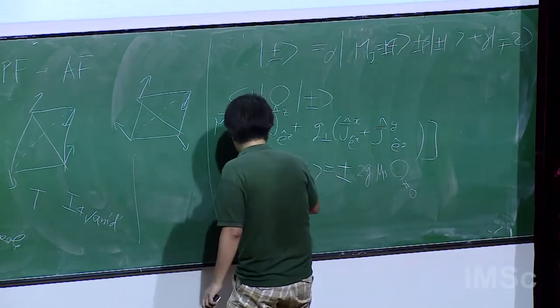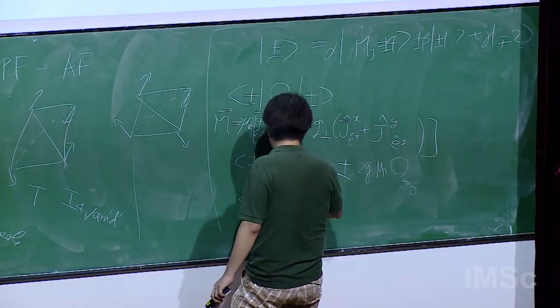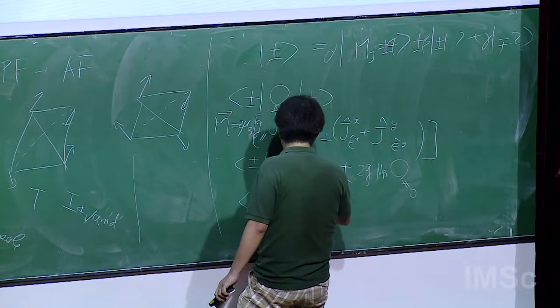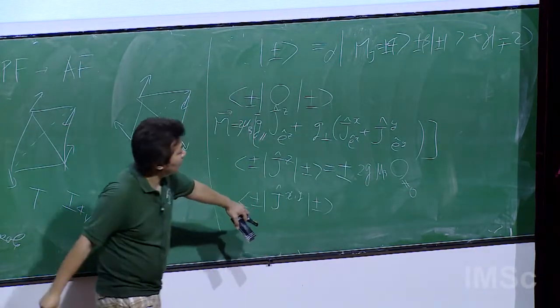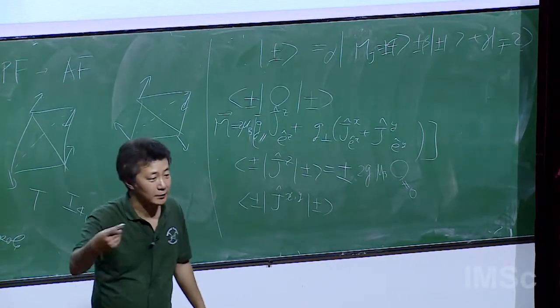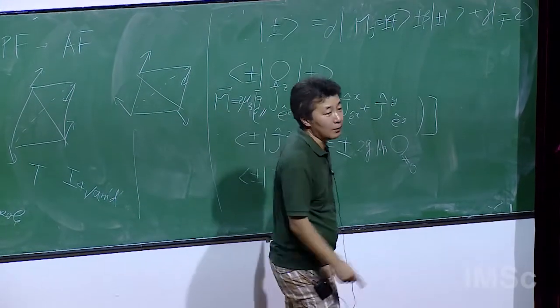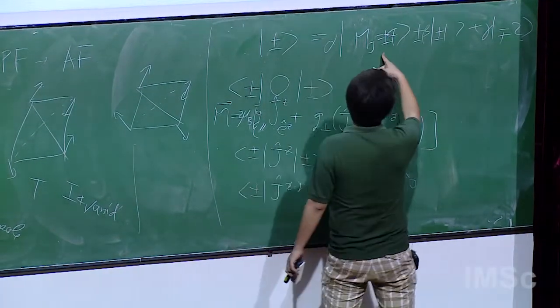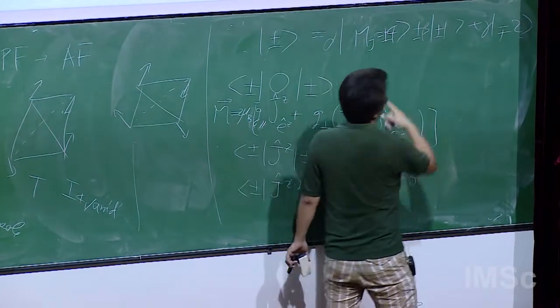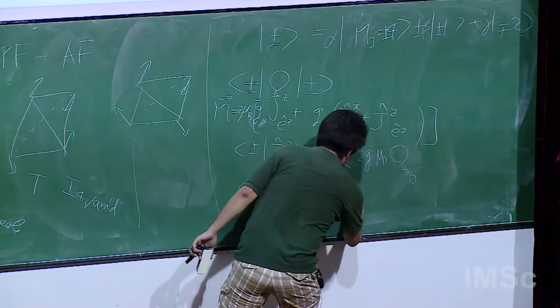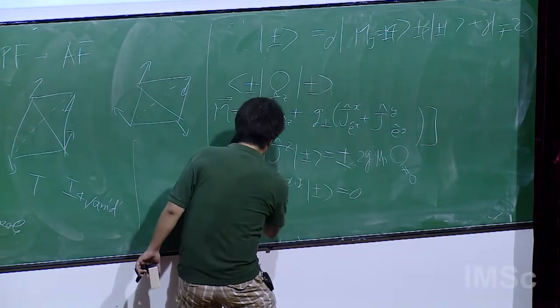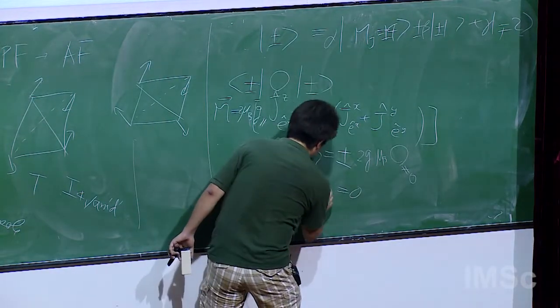But for Jx or Jy, this is an operator which changes the quantum number by just 1, right? So you can apply it, but there's no matrix element. So this is always 0, independent of the states here.